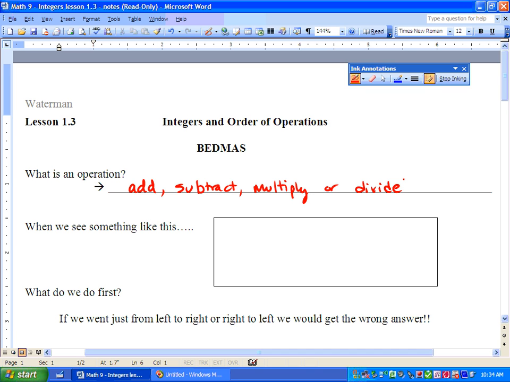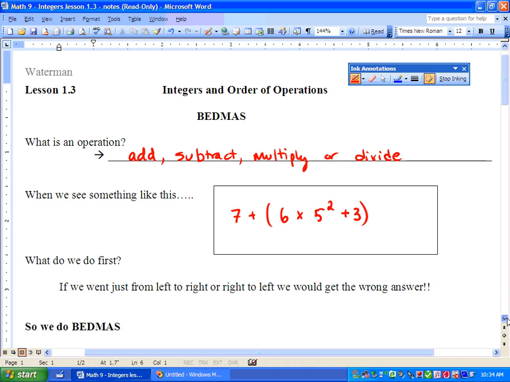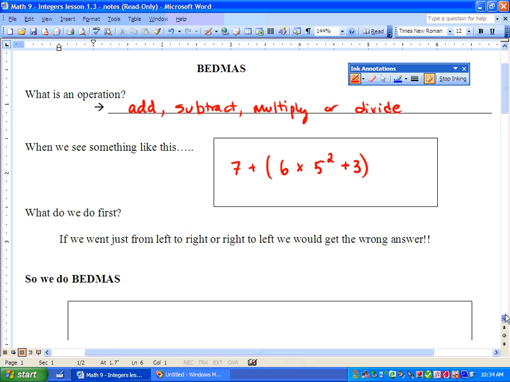Now, when we see something like this, 7 plus bracket 6 times 5 squared plus 3, we have to look at it and we have to do it a certain way. Well, what do we do first? If we just went from left to right or right to left, we would get the wrong answer. So, if you ever win a Monopoly at McDonald's, you might have to do this, all right? And we have to do BEDMAS.